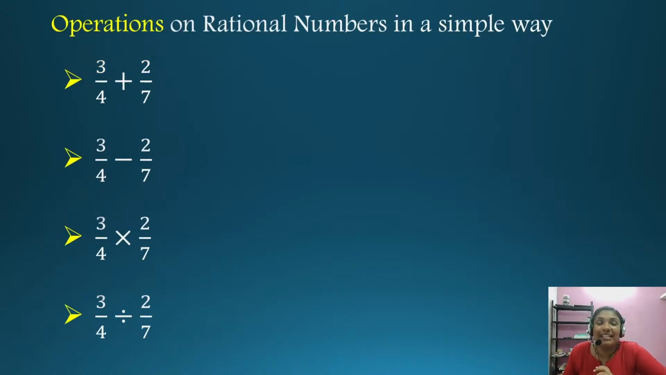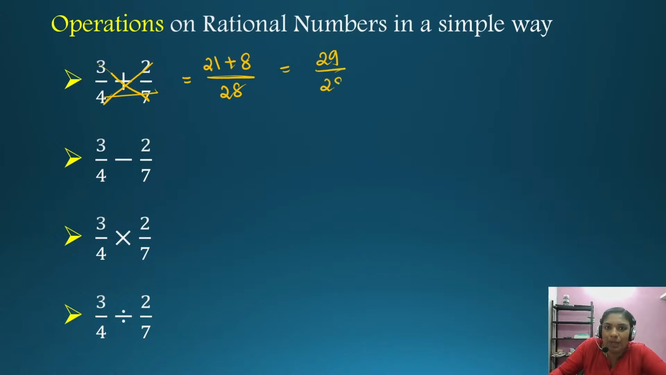Now let's see the operations on rational numbers in a very simple way. First one is addition of rational numbers, 3 by 4 plus 2 by 7. Second one is difference, third one multiplication, and fourth one division. I have used the same rational numbers here. Now let's get into the method. How will you do the first one? Cross multiplication. 3 into 7, 21. 2 4s are 8, by 4 7s are 28. So the answer is 29 by 28.